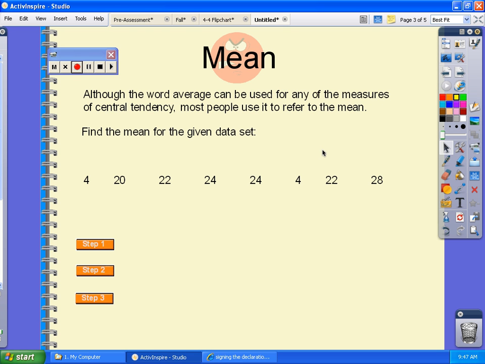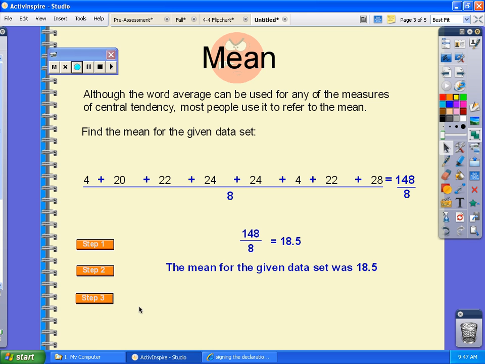In order to find the mean, we need to follow several steps. So to find the mean of this given data set, let's start with step number 1. First, we want to add up all the numbers within the data set. So we would take each number and add them together to get our total of 148. Step number 2 is we would divide the sum of those numbers by the total numbers within the data set. Since there are 8 numbers within the data set, we would divide 148 by 8. Step number 3 is to complete the calculation, which 148 divided by 8 gives us 18.5. So for this given data set, our mean is 18.5.